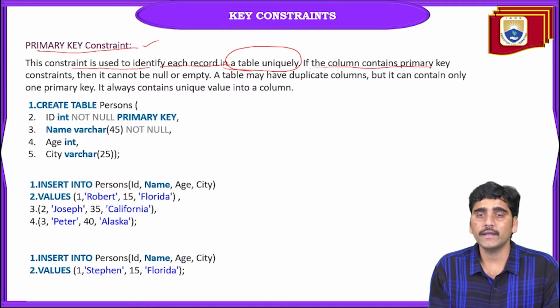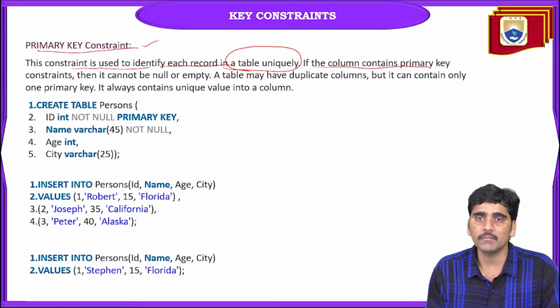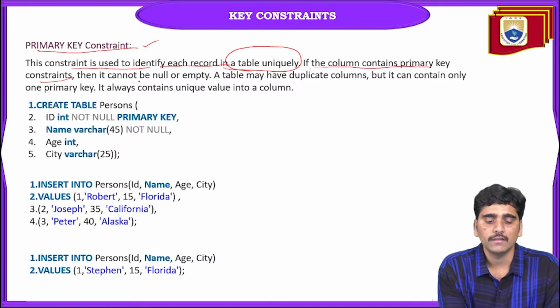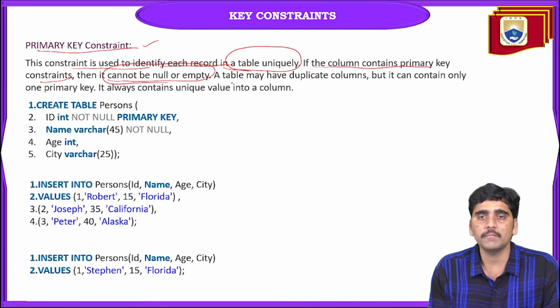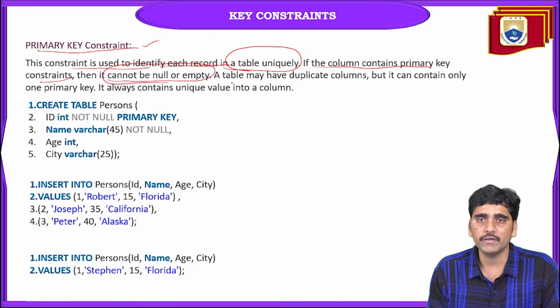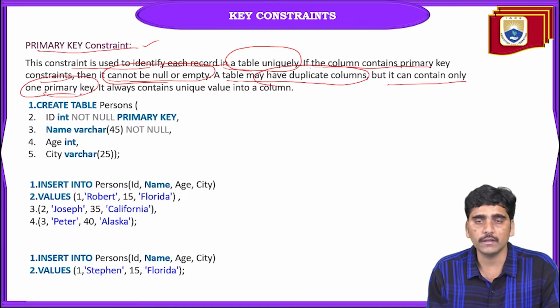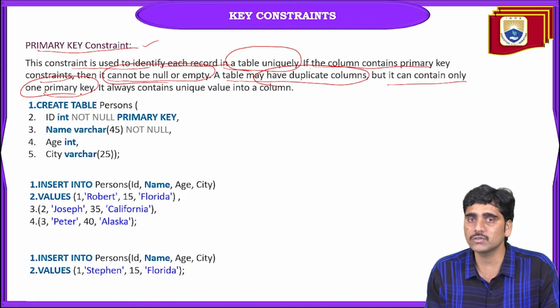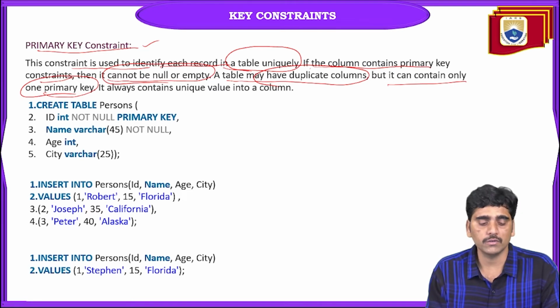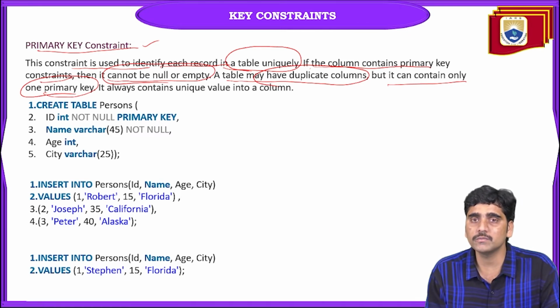If the column contains primary key constraints, then it cannot be null or empty. It shouldn't have any null values, it shouldn't have any empty values, it should have some values. And a table may have duplicate columns, but it can contain only one primary key. So duplicate values are also not allowed.